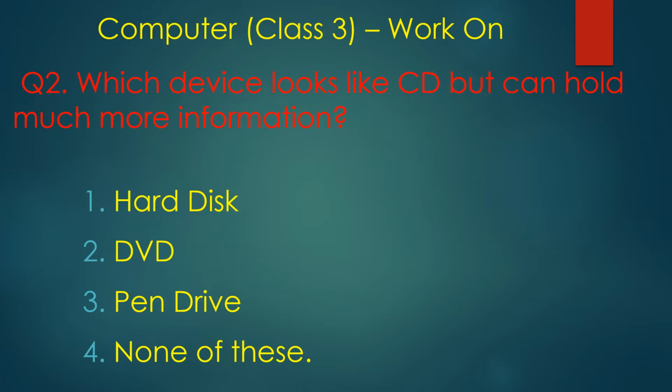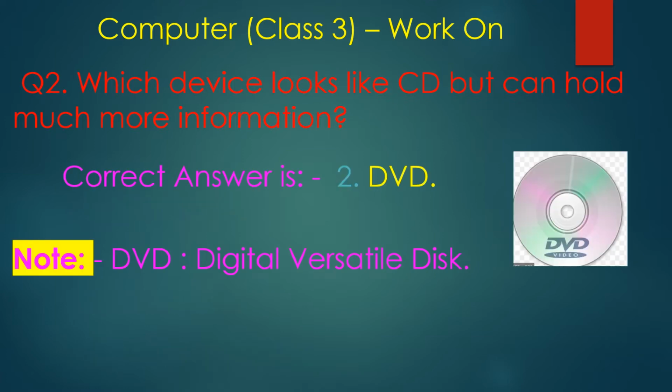Which device looks like a CD but can hold much more information? Hard disk, DVD, pen drive, none of these. See the image. Hard disk is not it. Pen drive you already know. DVD is just like a CD, but it can hold much more information than a CD. DVD full form is digital versatile disk.